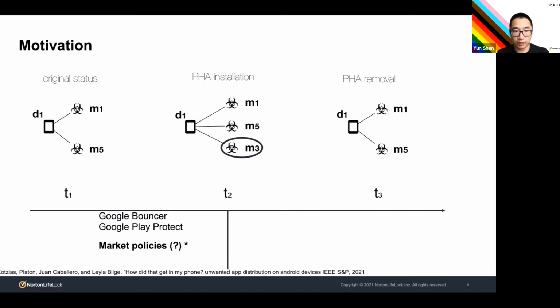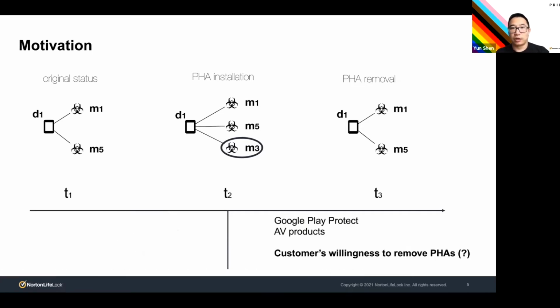My colleague did the research on the distribution vectors of PHAs and published it in S&P this year. Please have a look. And if we look at the timeline after the PHA is installed, we may rely on antivirus products to detect and then remove the PHAs.